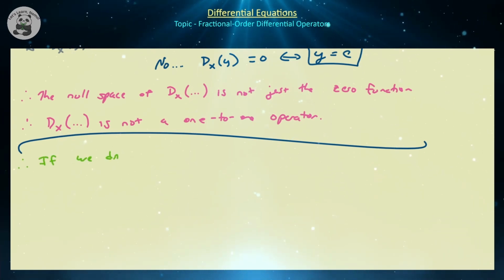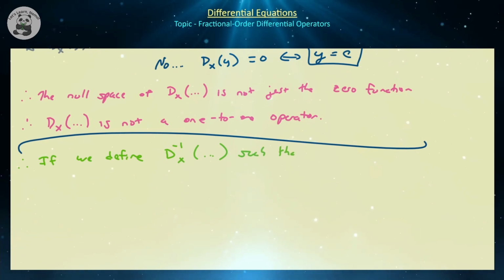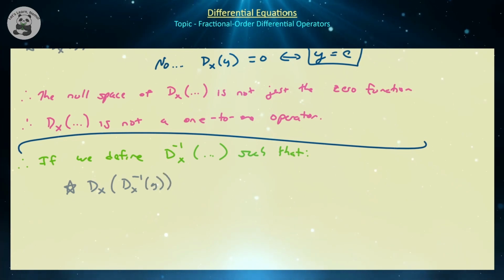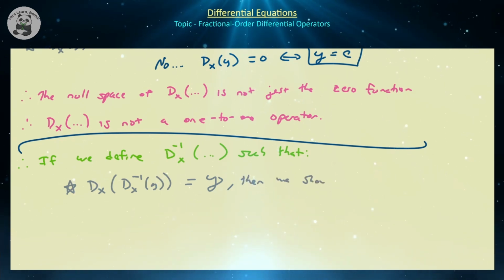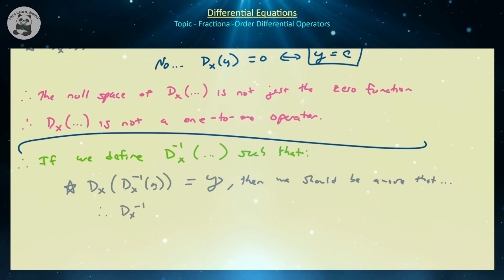So if we define this operator, which I'm going to denote as dx to the minus 1, and obviously if it is an inverse operator in any sense, it has to satisfy at least one property, and that property must be that the derivative of the inverse derivative of y hopefully should be equal to y. If this is the case, then we should be aware that since dx is not a one-to-one operator, then dx inverse is multivalued.